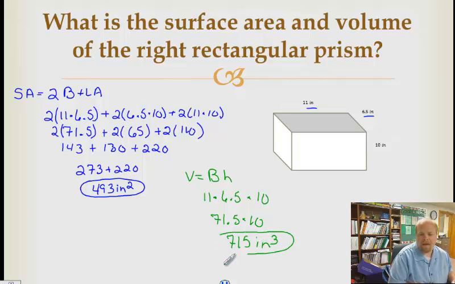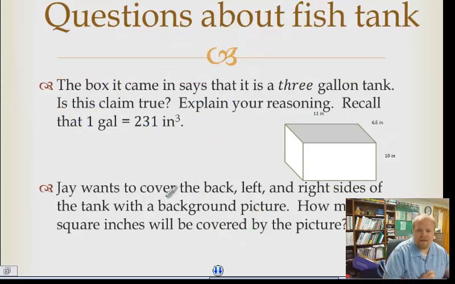Now, keep both these answers where you can see them, because the next problem is building on what we're doing here. So let's go ahead and look at that next problem. A pet store is selling fish tanks, and they're selling this fish tank that comes in this box, and it says that it's a 3-gallon tank. The fish tank has the same dimensions as what we've dealt with on the previous problem. And so we have to figure out, are they true?